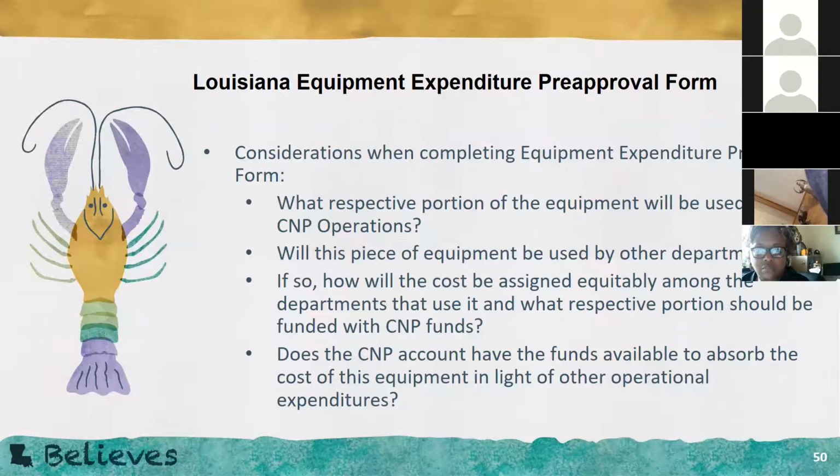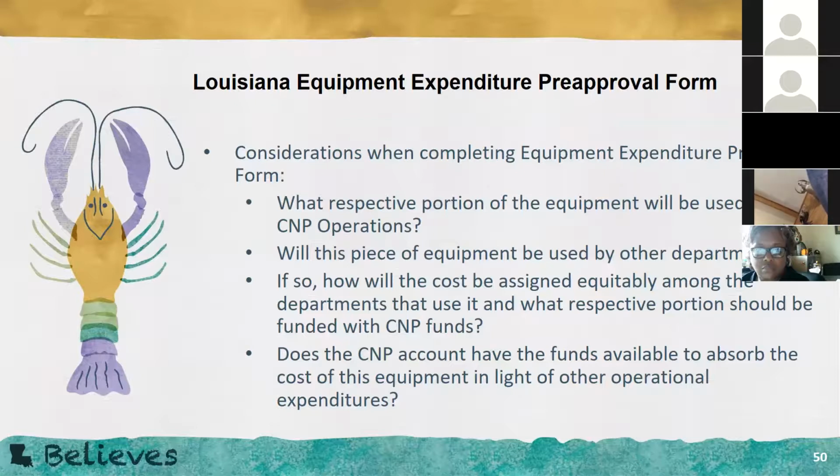In light of the factors reviewed, consider the following questions when filling out the equipment pre-approval form. What respective portion of the equipment will be used solely for CMP operations? Will this piece of equipment be used by other departments? If so, how will the cost be assigned equitably among the departments that use it? And what portion should be funded with CMP funds? Does the Child Nutrition Program account have the funds available to absorb the cost of the equipment in light of ongoing operational expenditures?